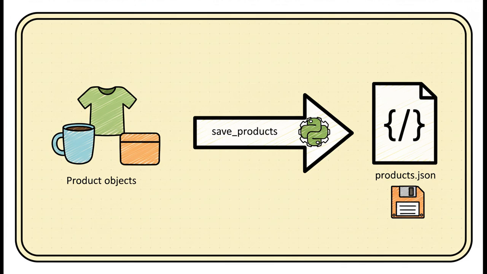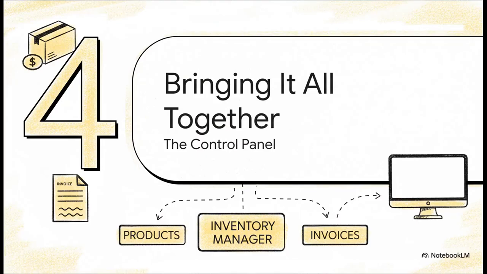This save products function takes all our product objects that are currently in memory, and it converts them into a simple universal text format called JSON. The result is this file, products.json, a clean, human-readable record of our entire inventory. This file is our store's permanent memory, saved safely right on the hard drive. Okay, we've built the engine, we've built the memory. Now we need to build the dashboard.